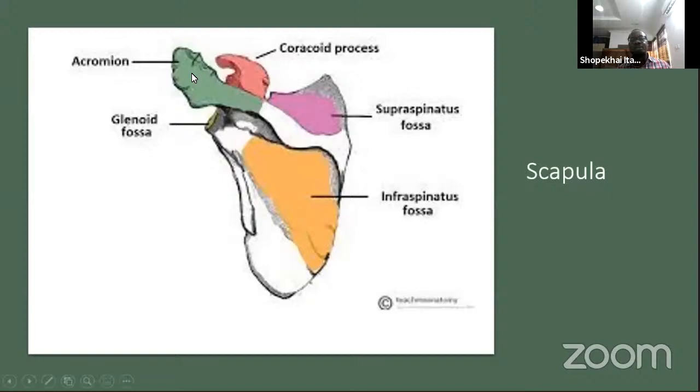On the posterior aspect of the scapula, we see the spine, which I said earlier, the spinous process of the scapula, which projects onto the acromion laterally. Above the spine, we have the supraspinatus fossa from where the supraspinatus muscle arises, and inferiorly, the infraspinatus fossa where the infraspinatus muscle arises. The scapula carries the glenoid fossa, which we had mentioned earlier.